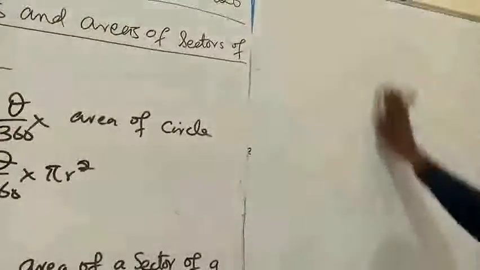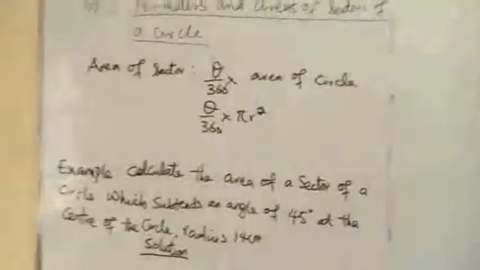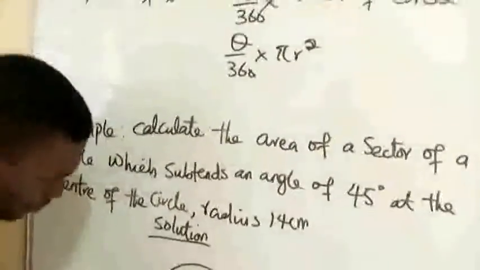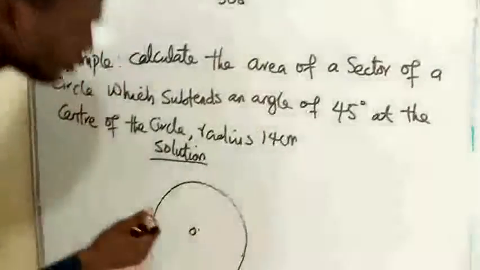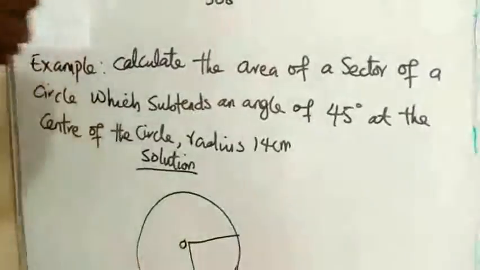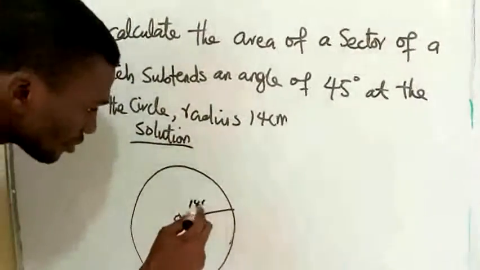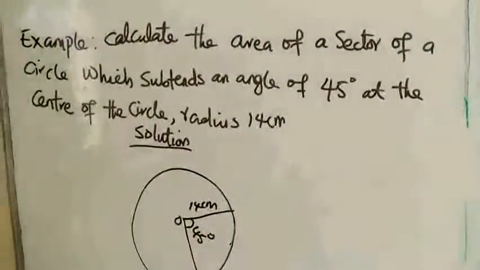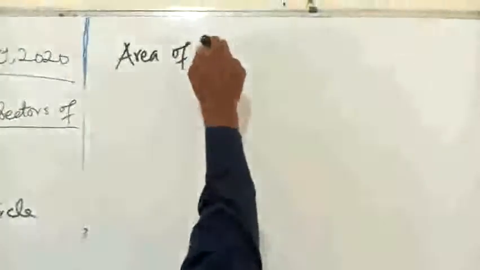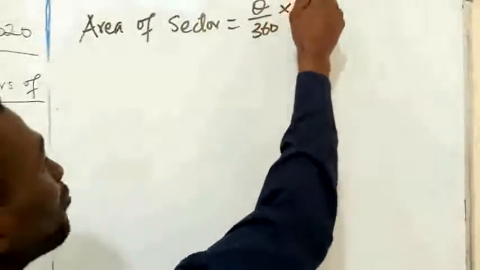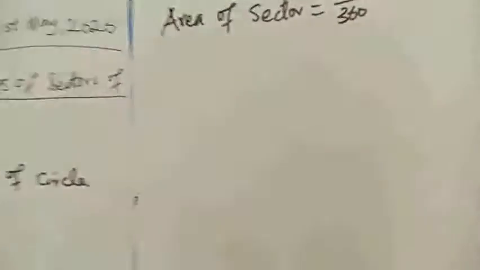Which subtends an angle of 45 degrees at the center of the circle of radius 14 cm. We first begin by drawing our circle, center O. We are told the sector of a circle, so we have of course, these are radius. Radius is 14 cm, an angle of 45 degrees. We have to calculate the area. Then the formula for area of a sector, we say is theta over 360 times pi r squared.